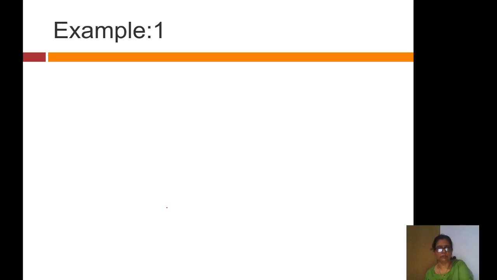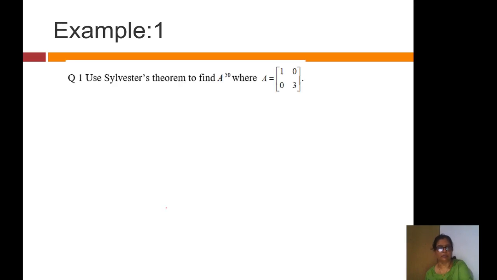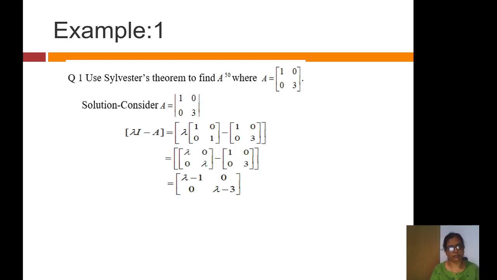Now we discuss one example here. Use Sylvester theorem to find A to the power 50 where A is a 2 by 2 matrix. Now first we consider the matrix A, then first step, lambda I minus A.